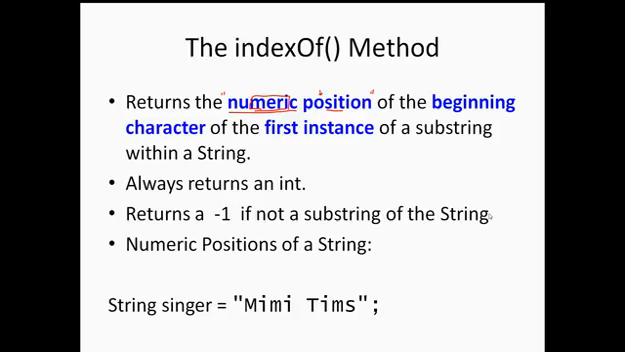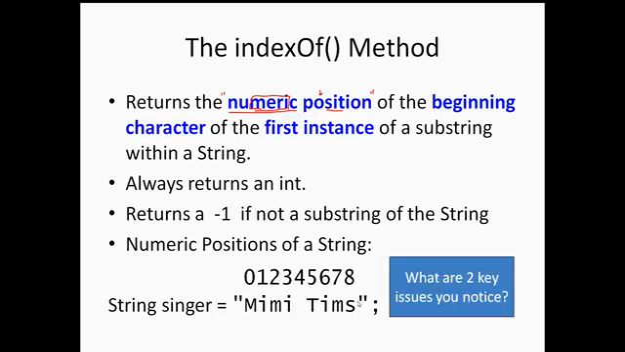The numeric positions of a string: this is where it gets kind of crazy. Let's say we have a string, Mimi Tim's, then the position numbers go like this. What are the two key issues that you notice? The first thing you should notice is that it starts with 0. When you count, you start counting at 1. With the length method you're always counting; it doesn't deal with positions, it deals with counting 1, 2, 3. You start at 1. But when you use the indexOf method, you're returning the position of that substring within a string, and the first position is 0. It's not 1. The second thing you should notice is that the space is a character, and it occupies a position.